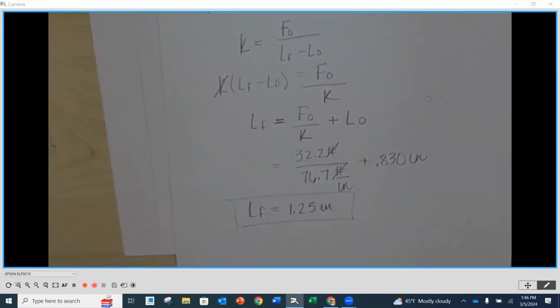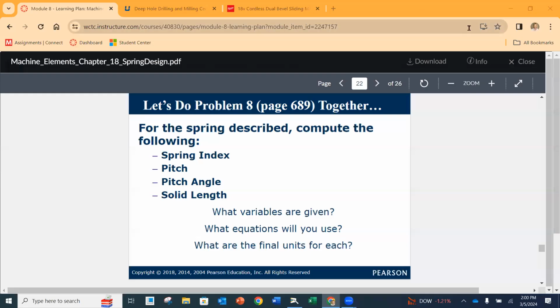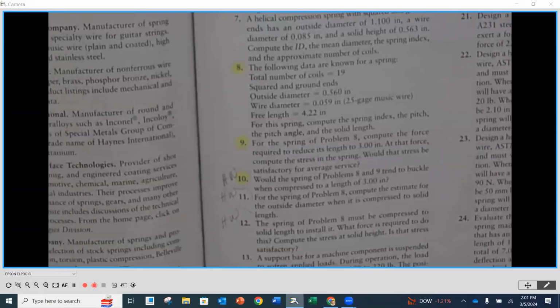Questions on that problem? Okay, all right. The next problem that we're going to be looking at is going to be problem 8 at the end of our chapter on page 689. What I'm going to do is I have to go underneath because the problem was a little bit longer than I wanted to really write all out. So I'm going to go underneath my camera here.